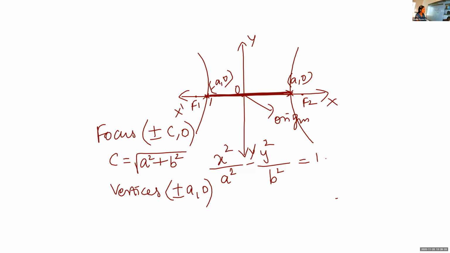So here the transverse axis is the x-axis, isn't it? So in this form, when the focus is along the x-axis, the transverse axis is the x-axis, and the conjugate axis is the y-axis. Transverse axis is the x-axis and the conjugate axis is the y-axis.